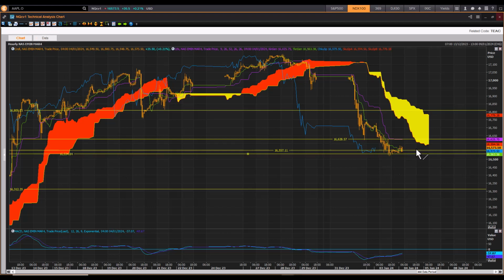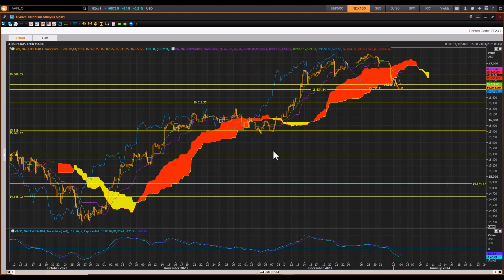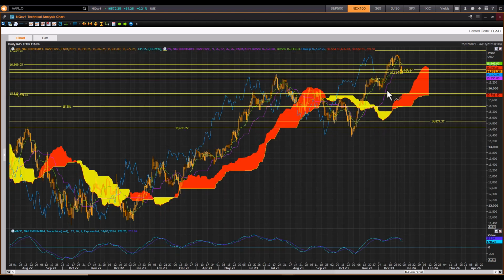If support fails at that zone, then we can dip back down below to 16,300, and we can see that from the 4-hour chart. But bearish outlook on the hourly. Any swing trades here are counter trend, and then on the 4-hour as well, you can see where those support zones are there, and on the daily, looking for potential support to come back in here.